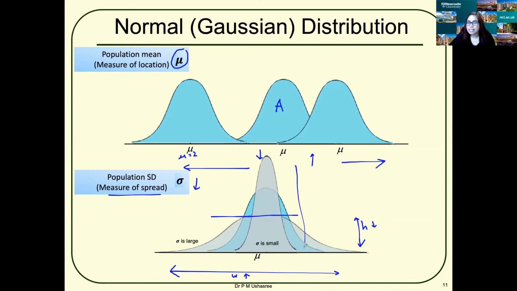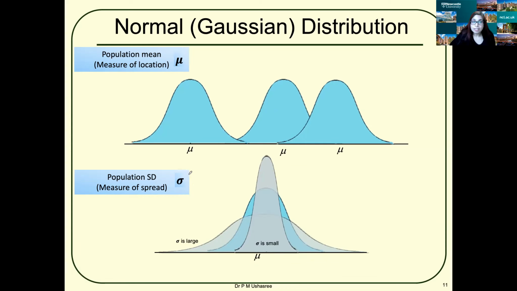Okay, now the height has increased because the area has to be constant. The height has increased and the width has decreased. So what I want to tell you here is the standard deviation helps us describe the spread of the data, while the mean helps us describe the position of the distribution.